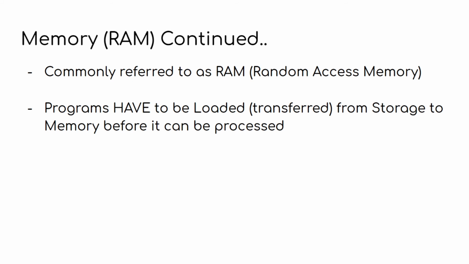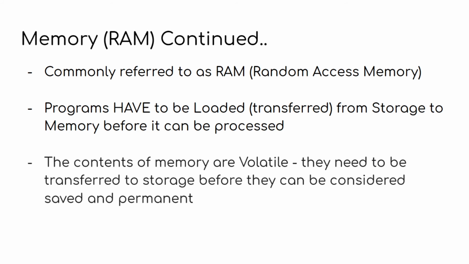I did talk about that in the previous slide, but it's just worth noting again that programs have to be loaded. Okay, they're transferred from storage to memory and are then processed by the CPU. And it's also important to note that the contents of memory are volatile. Okay, that's a great word, volatile, which means that they need to be transferred to storage before they can be considered saved and permanent. Because the interesting thing about RAM is that the moment the computer loses power, it's over. Everything that's in memory gets drained and gets lost. So the contents of memory are volatile, as we say.